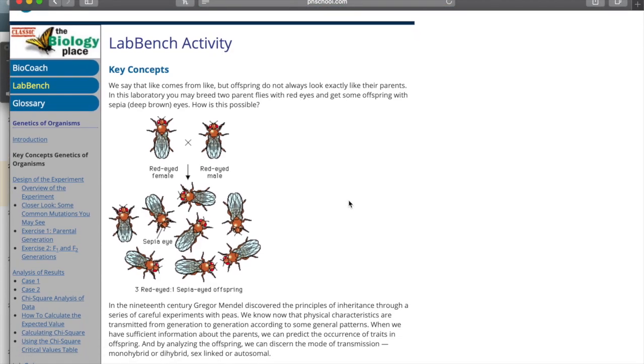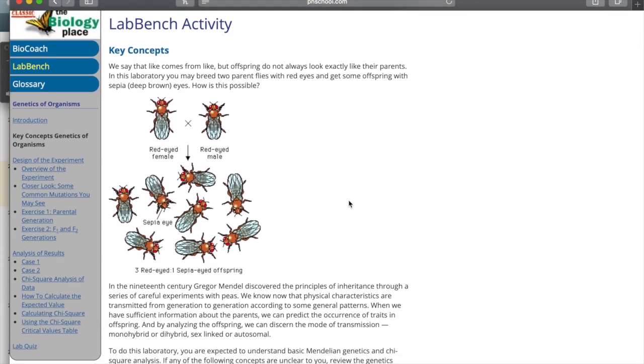All right, so some key concepts before we really get into it here. We say that like comes from like, but offspring do not always look exactly like their parents. In this laboratory, you may breed two parent flies with red eyes and get some offspring with sepia, deep brown eyes. How is this possible?